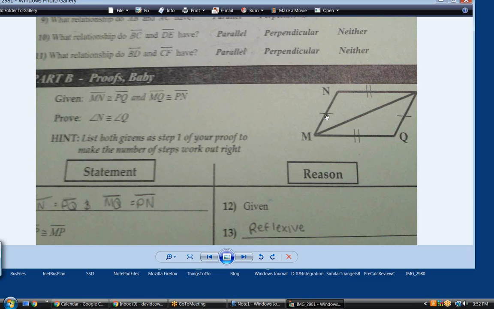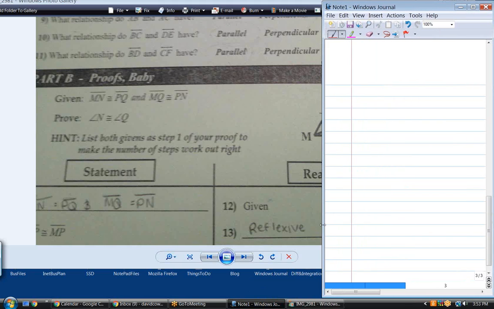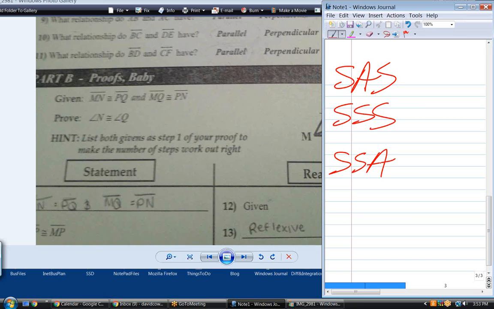Okay. Well, they've told me this side is equal to that side, and this side is equal to that side. Tell me the four different ways that we can prove congruency. Side, angle, side. What are the other three? Wouldn't it be SSS, so side, side, side? That's another way. Side, side, angle. That actually does not work. That is not a proof of congruency. So there's only two proofs that have two S's in them. The other two have two A's in them.